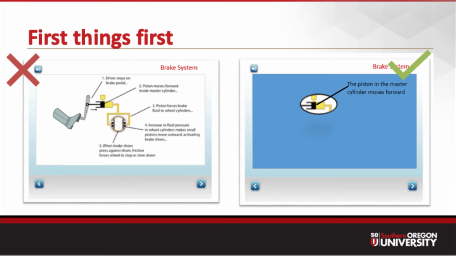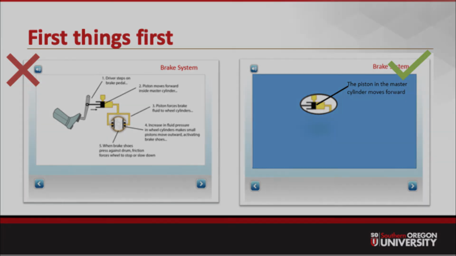Finally, first things first. Show parts before the whole. In the image on the left, learners begin by seeing the whole structure in motion. What is preferred is the image on the right, where students get pre-training on each part before seeing the whole structure.